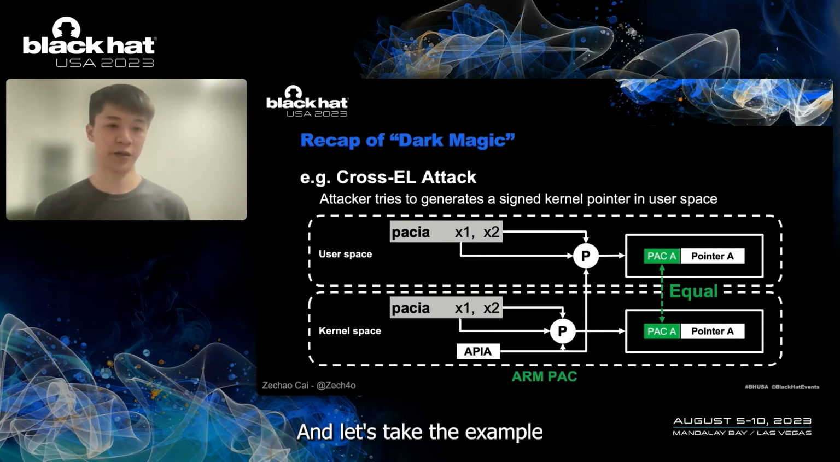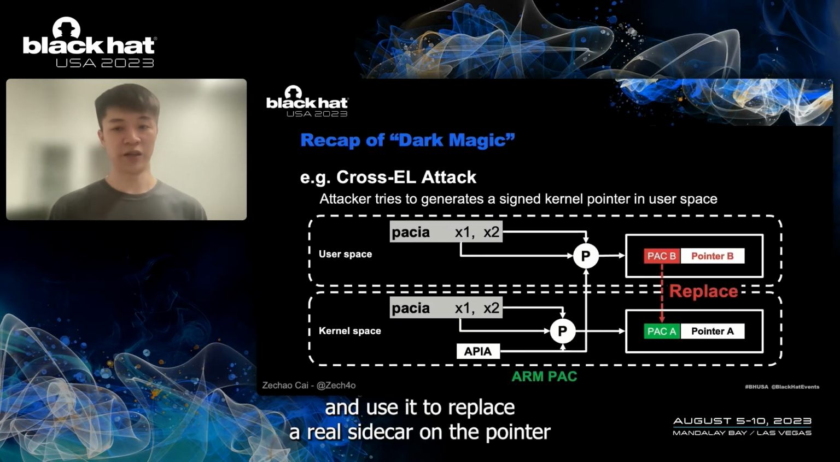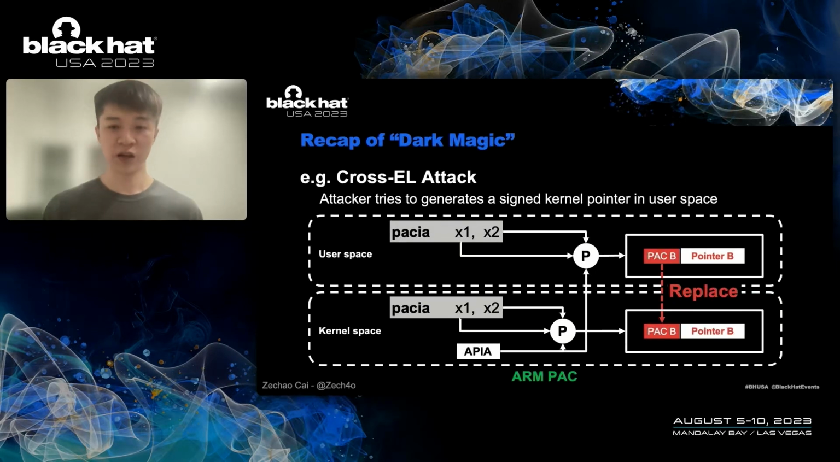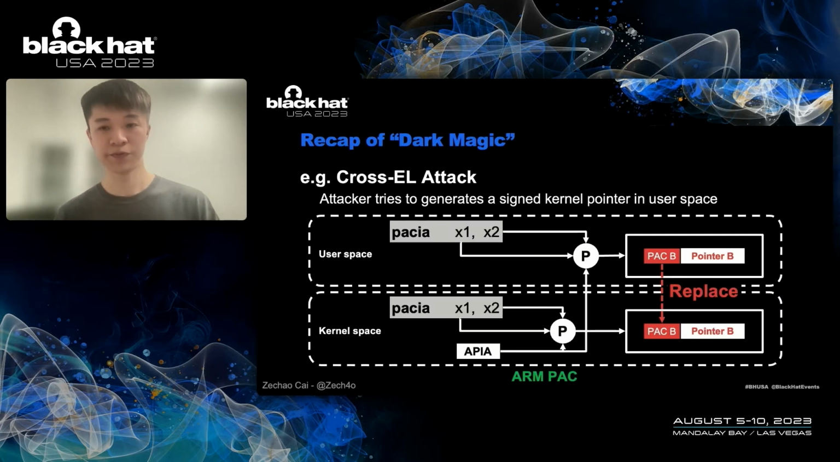And let's take an example. Here is the cross-EL attack. The attacker can generate a signed kernel pointer in user space and use it to replace a real signed kernel pointer, and then finally hijack the kernel control flow or data flow.